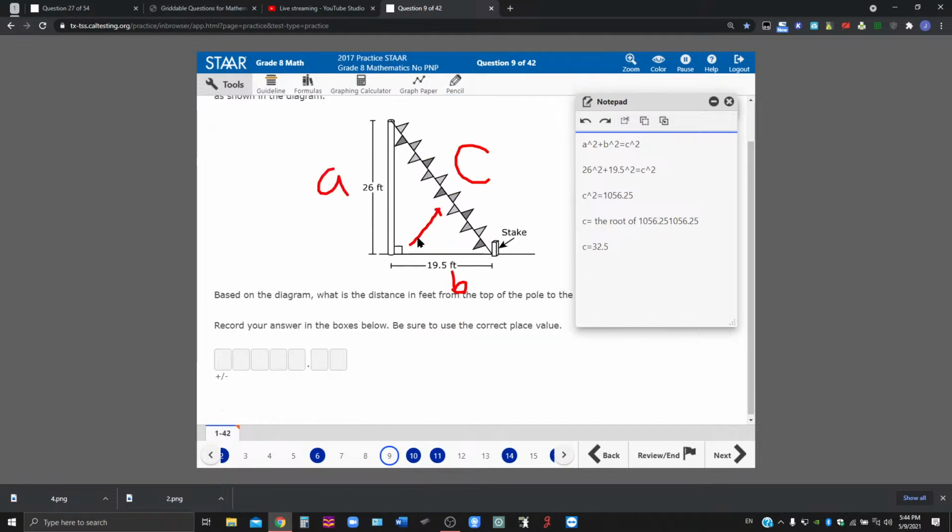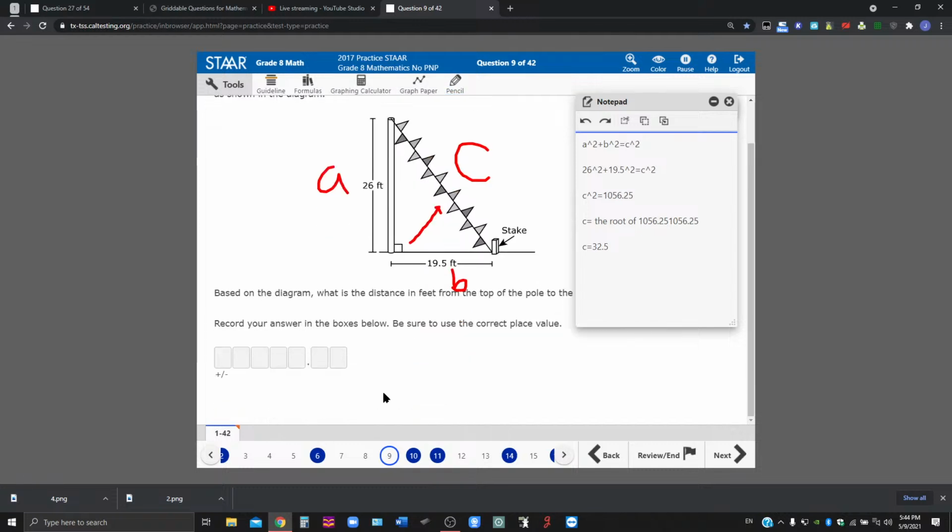And we want to talk about this question because they call this gradable questions. It's not like a multiple choice, and you have to manually put in your result. Here 32.5, and see there's a decimal, and we just put in 32.5. Okay, so this is how it is done.